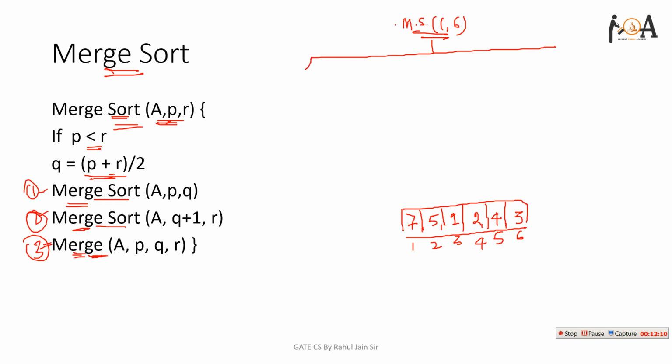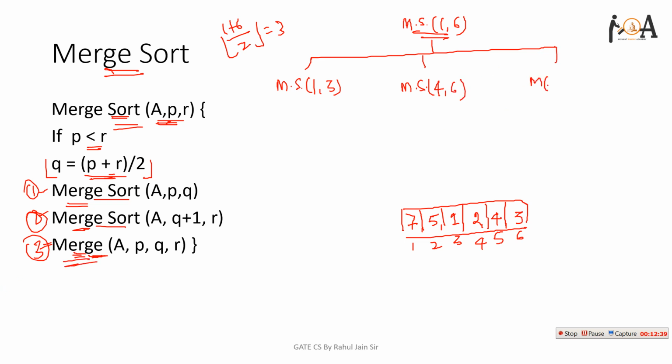(q plus r) divided by 2: 1 plus 6 is 7, divided by 2, and take the floor value of that. So I will get 3. So I need to apply merge sort from 1 to 3 here. After that I need to apply merge sort on the remaining part, from 4 to 6. And after that, in the third step, I need to merge them all.